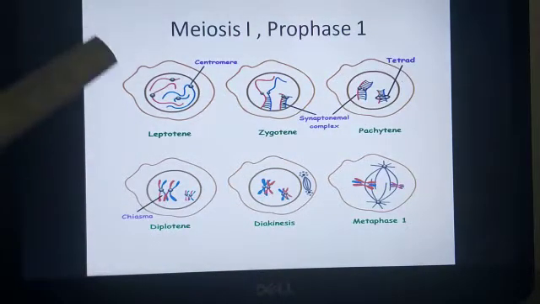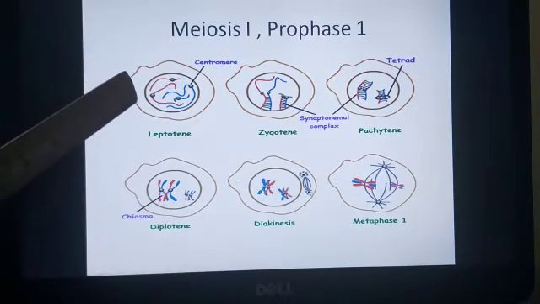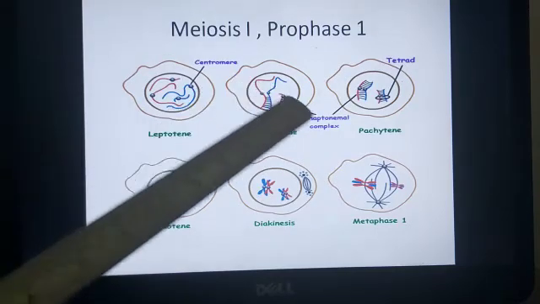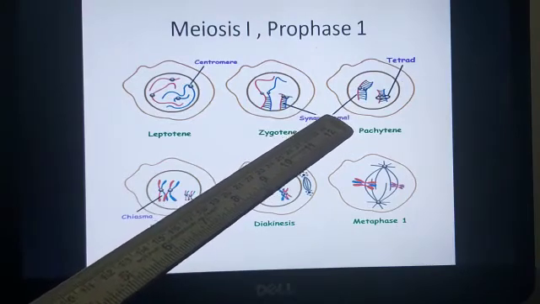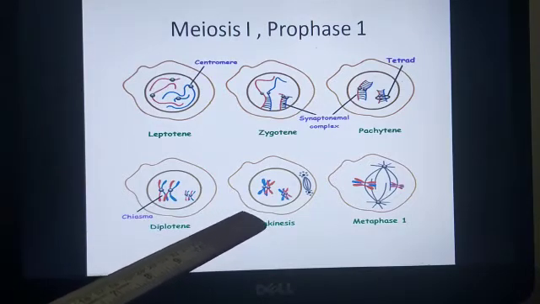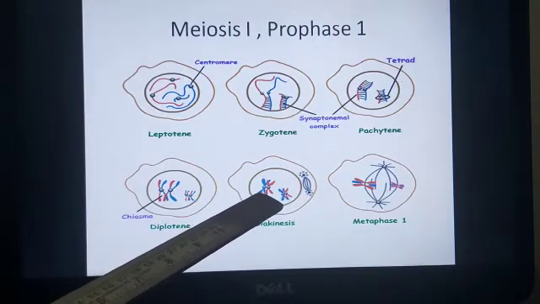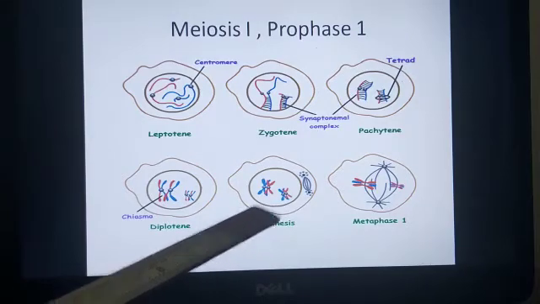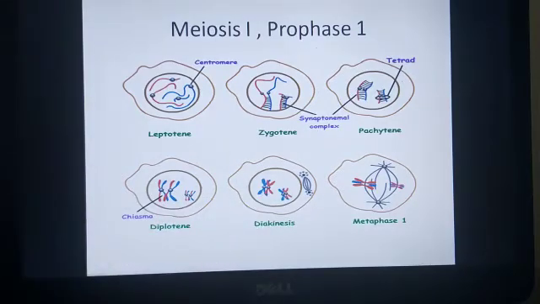In the leptotene stage, the chromosomes are present as a long thread. In zygotene stage, the homologous chromosomes have aligned together. Tetrad structure is formed in pachytene stage. In diplotene stage, the crossing over has started, it is taking place, and in diakinesis, terminalization is taking place, and the sister chromatids are getting separated after the crossing over is done. So these are the steps we have seen in yesterday's class, and in today's class we are going to start with the next step, that is metaphase 1.